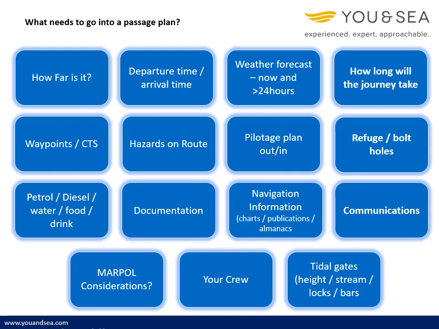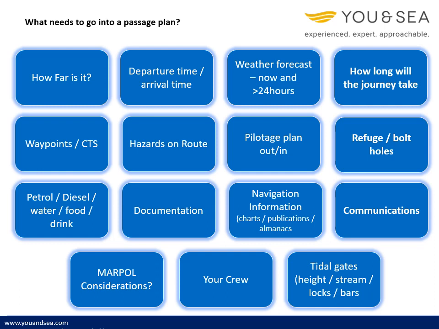There's a whole number of things that go into actually making a passage plan. We need to know, how far is it? Are we going to depart by day, arrive by night, or the other way around? Can we actually arrive by night, or do we have to arrive by day? Are there any tidal constraints at either end? What's the weather forecast now and greater than 24 hours, depending on the length of the journey? And that partly comes back to, is the boat suitable for that passage given that weather forecast? How long is the journey going to take?